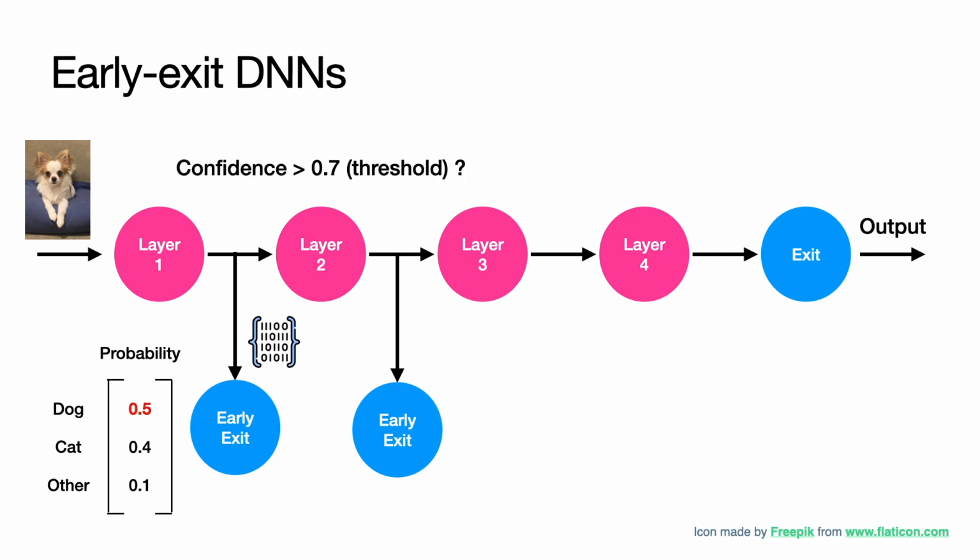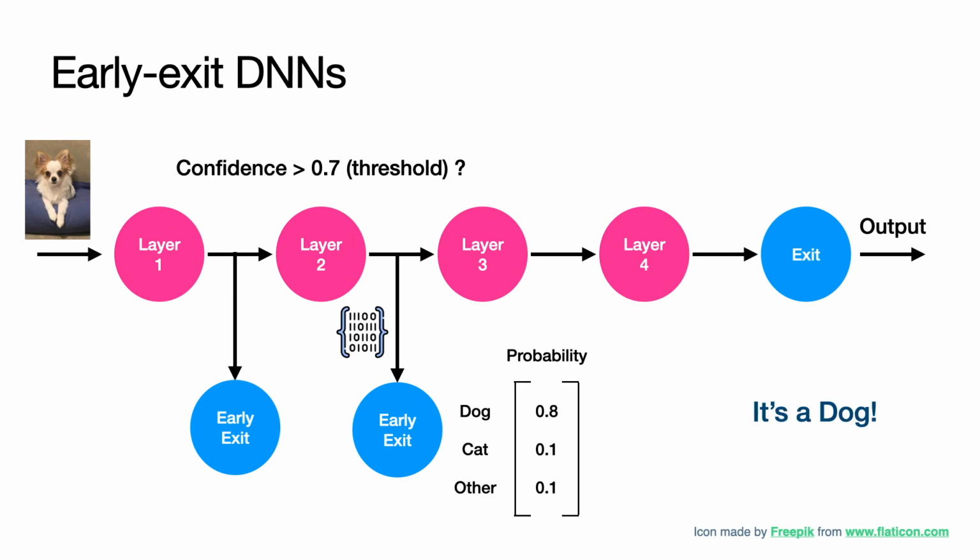So each early exit checks for a threshold. If the confidence is greater than a threshold, we end the inference. In this example, we do not reach this criterion in the first layer because the confidence is 0.5. So we need to go to the second one. The second layer achieves a confidence higher than the threshold. And the inference stops because we can have a certain confidence that this is a dog.